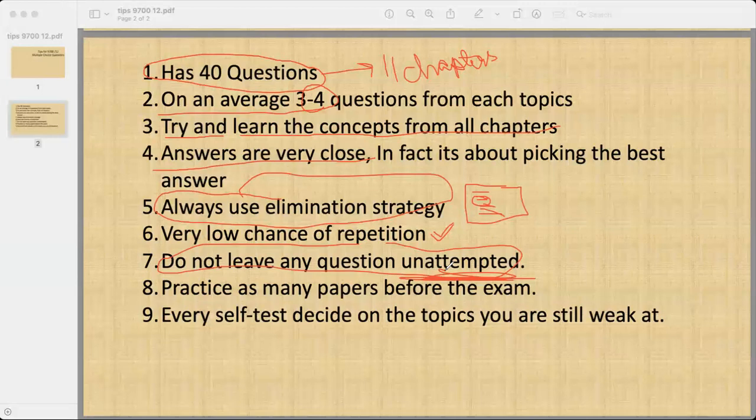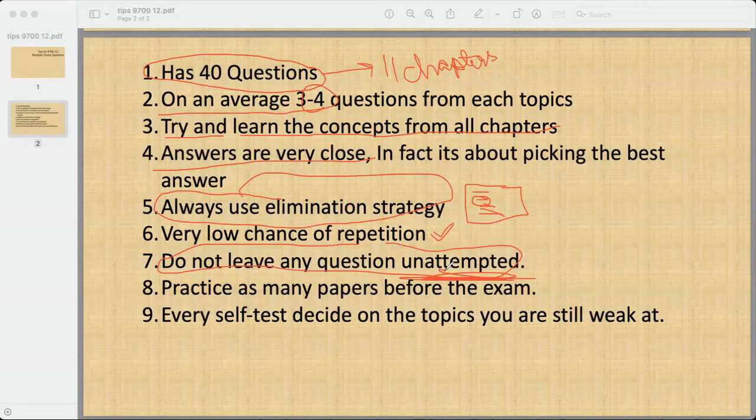If you attempt the question and it is wrong, then there is no mark which is being deducted. So let's say out of 40 questions, you had 6 questions which were wrong. There's not going to be a -6 there. So please make sure that you attempt your questions well.